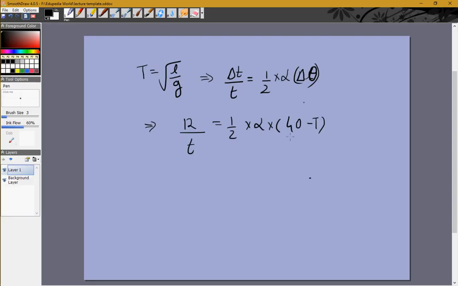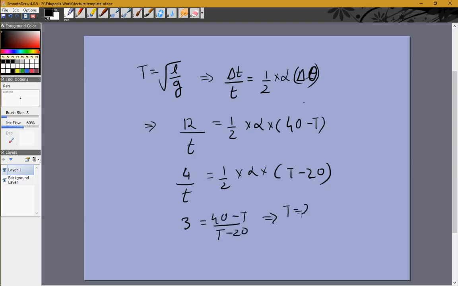We know that the temperature has to have increased because the time period increased, which means the length must have increased. Similarly, in the second case, we'll have 4 by T is equal to half into alpha into, now we'll have t minus 20. Right, because now we are decreasing the temperature, which causes the time period to decrease, which causes the number of seconds to be greater, because the number of intervals will be greater. Right, you can just divide these straight away and you'll get 3 is equal to (40 minus t) by (t minus 20).